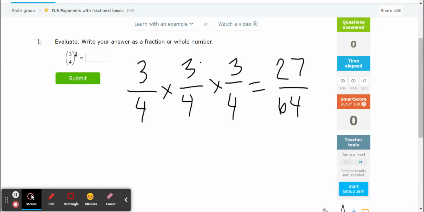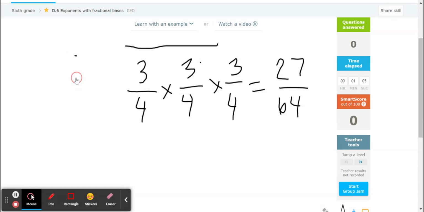In your directions, it doesn't say to change it into a mixed number. It doesn't say to change it into a decimal. It doesn't say to change it into simplest form. You're going to type it in exactly as it appears. Now, when you do this, you're going to have to do it this way, because if you do it in a calculator, you're going to get a decimal. The directions do not want a decimal.